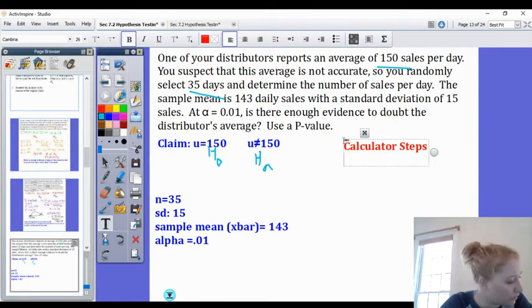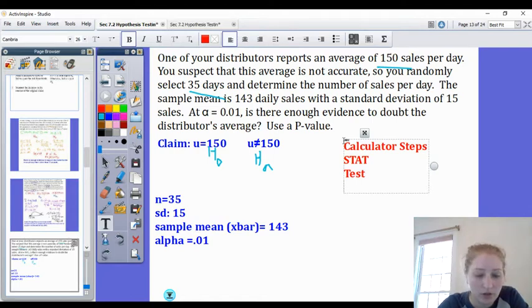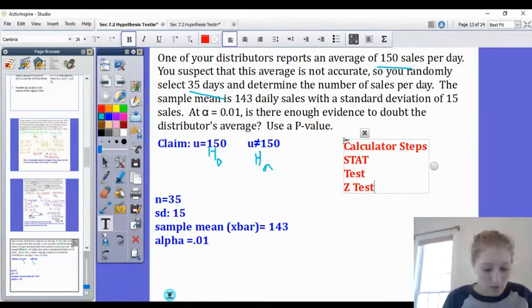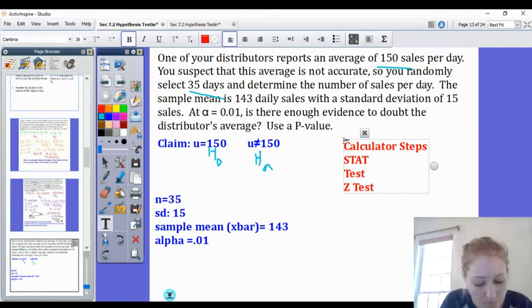Okay, so what you're going to do is first click on stat, then click on test, and click on Z-Test. When you're there, there are two options. You either can have data, which is when you've put data into a list, or you can have stats, which is what we're going to use now because they gave us the information.